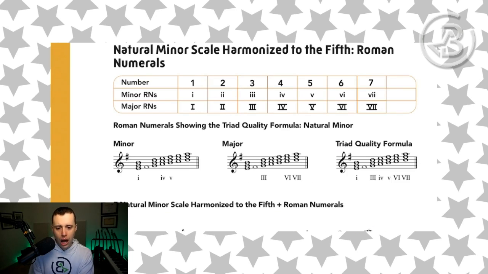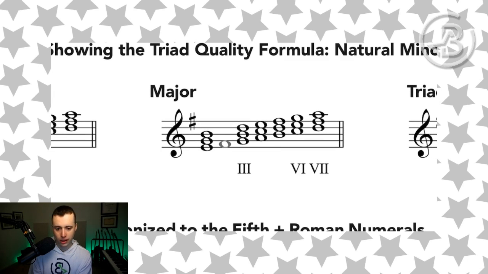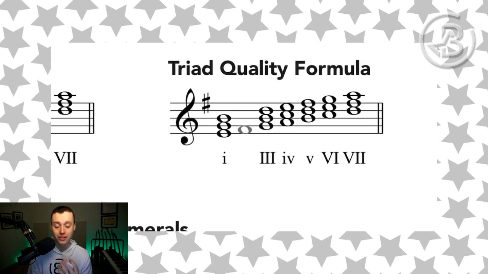So a quick review on Roman numerals. Lowercase Roman numerals are for minor triads, and uppercase Roman numerals are for major triads. So let's take a look at our natural minor scale quality formula here. Just the minor chords, we're going to have minor 1, minor 4, and minor 5. The major chords, we're going to have major 3, major 6, and major 7. And when we put the whole thing together, we'll have minor, skip, major, minor, minor, major, major, which sure enough is our natural minor scale triad quality formula.